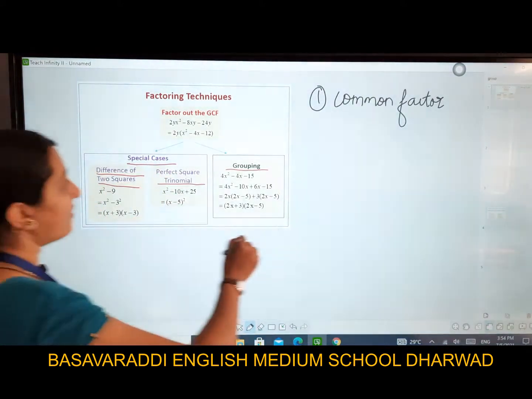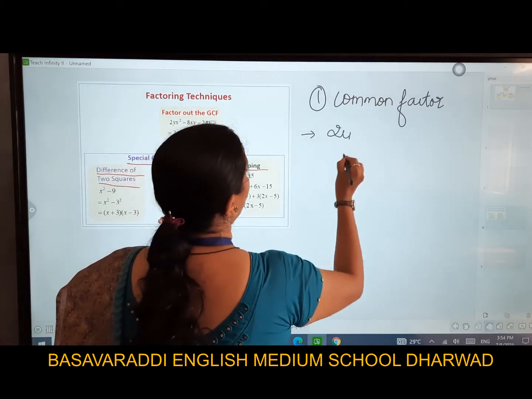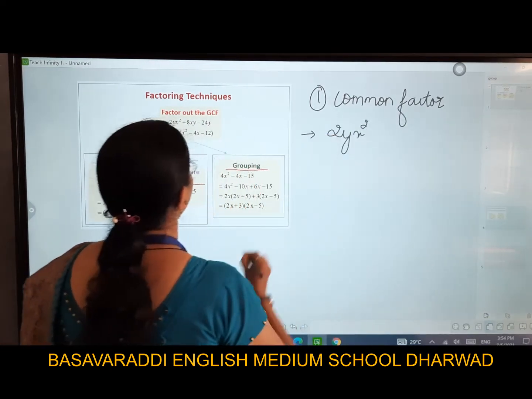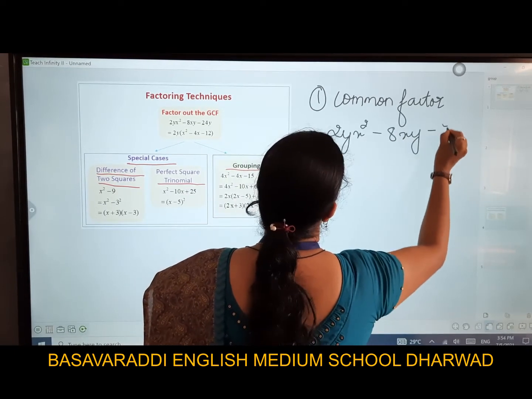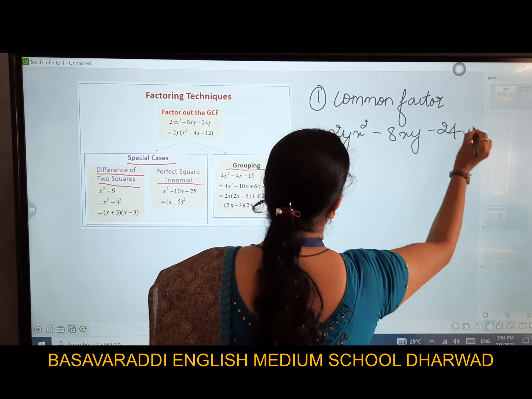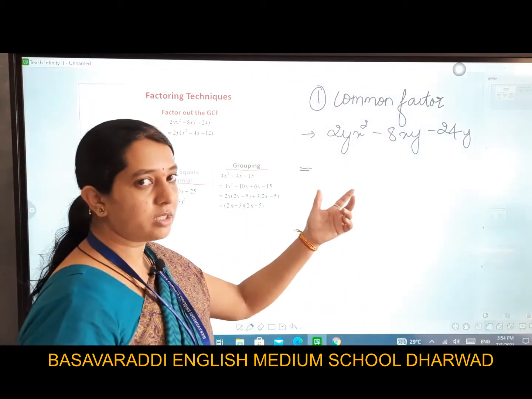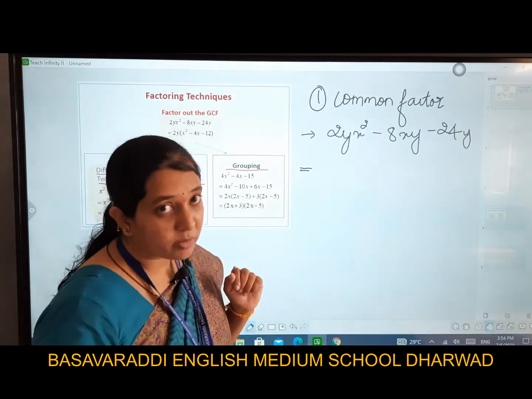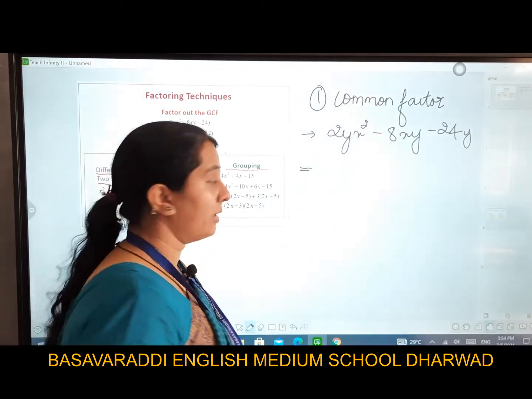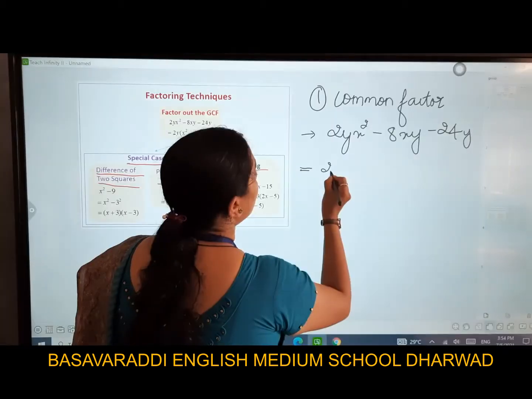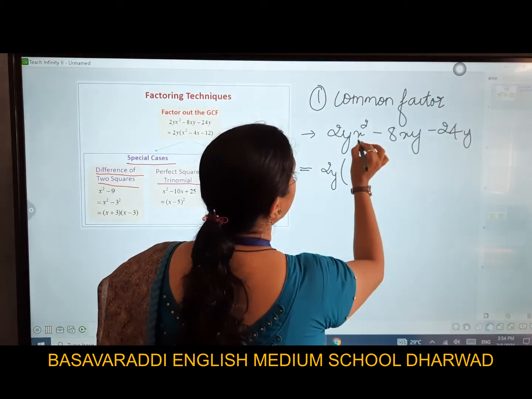So now we have an example. It's been given here. 2yx square minus 8xy minus 24y. Now here, when you see this particular equation, what is common? 2. Is it only 2 which is common here? No. We have y also common here. So we will take 2y as common.